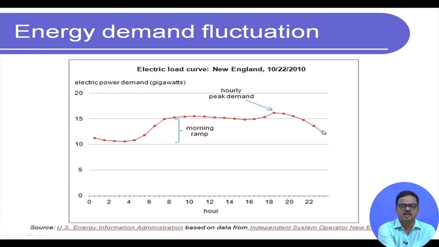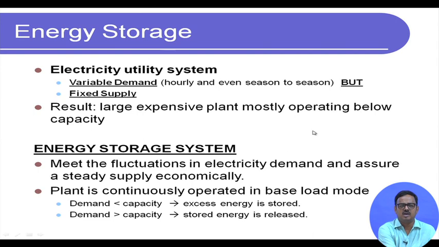Okay. However, on this one, if I plot the electricity supply, then most likely it will be a constant line, or most ideally it will be a constant line. So that is what we are saying. What happens is we have to design a power plant for the maximum peak load, and that is not a very smart thing to do, because this is a large expensive plant mostly operating below its capacity.